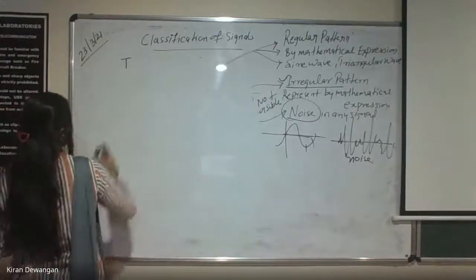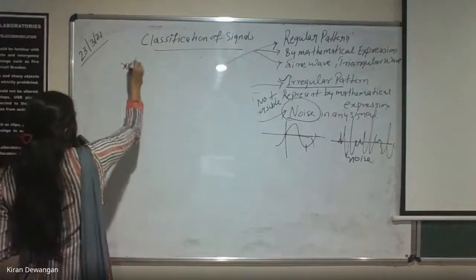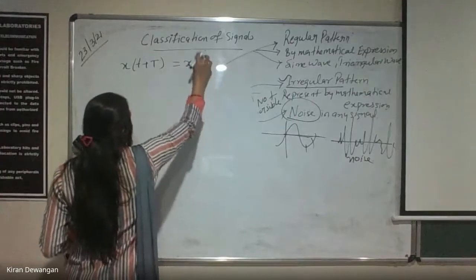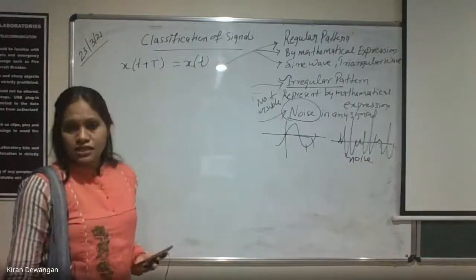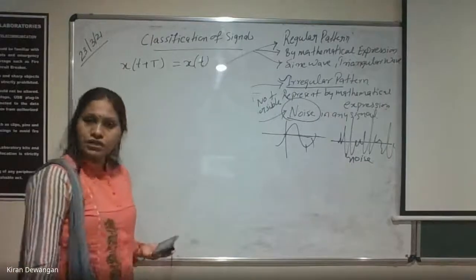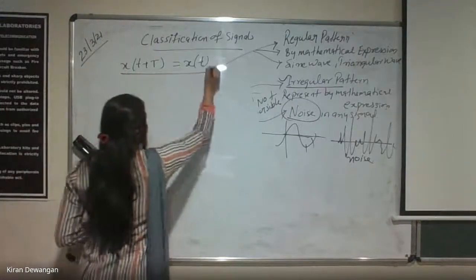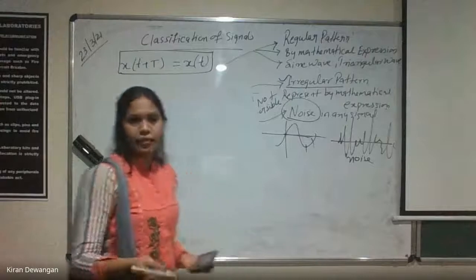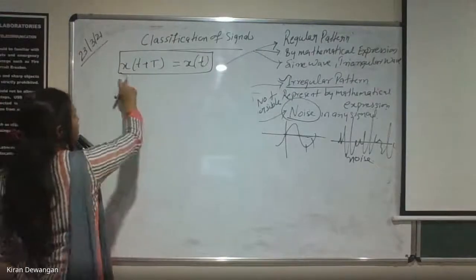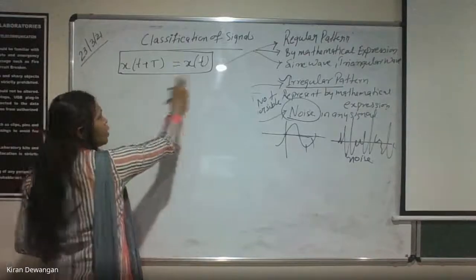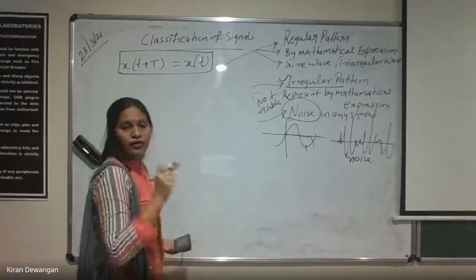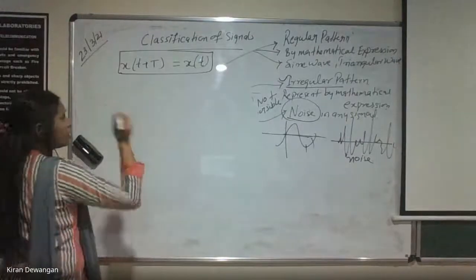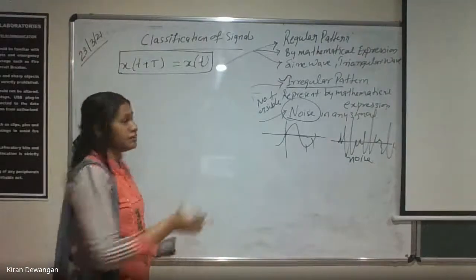So what is the condition of a periodic signal? That is x of t plus T should be equal to x of t. Okay? x of t plus T should be equal to x of t. That is the condition of a periodic signal, whether it is continuous time or discrete time. In any classified signal, whether it's discrete or continuous, this is the only condition that should be satisfied for the signal to be periodic. Correct?